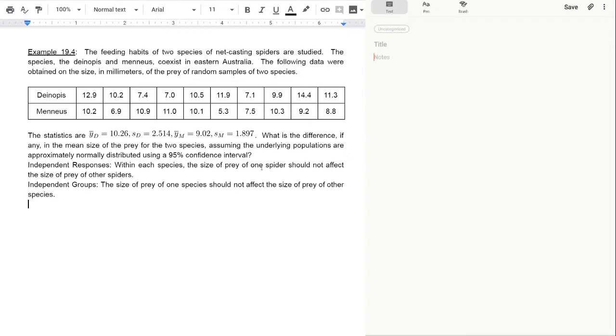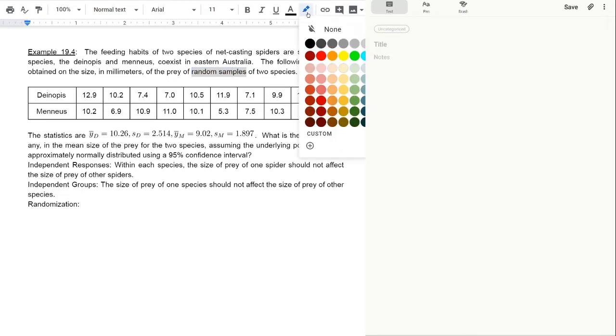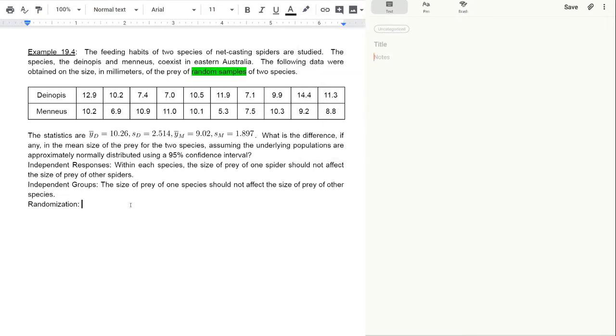Now to check for independence, we look for randomization. And we're given that we have random samples of the two species. So we have random samples, therefore our randomization condition is met, so we can assume independence. Now the other assumption is that the populations should be normally distributed. And here we are assuming that the underlying populations are approximately normal.